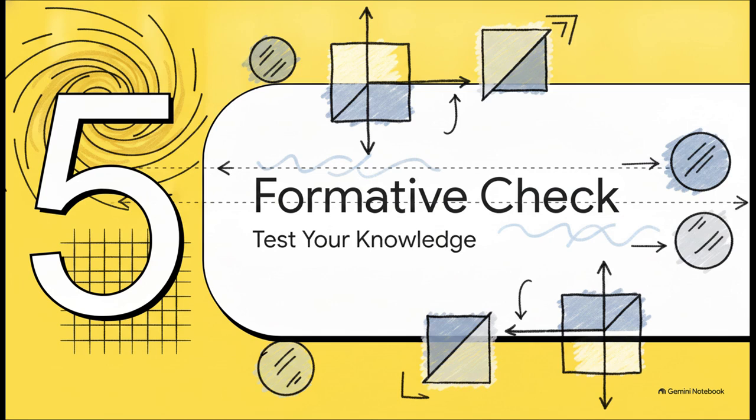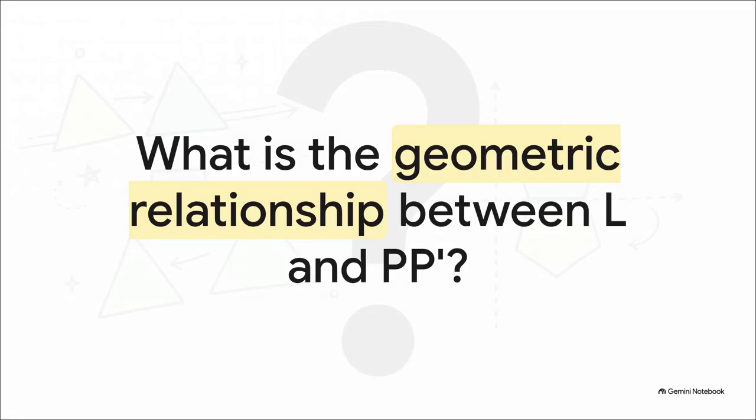Section 5. Formative check. Test your knowledge. Okay, let's put your geometric intuition to the test with a quick mental scenario based on the rules we just went over. Imagine a point P just floating in space. Now reflect it completely across a mirror line, which we'll call line L. That gives you your new image, P'. Now, I want you to imagine drawing a straight line segment connecting the original point P directly to the new image P'. Think back to folding that transparency paper across the mirror line. What exactly is the geometric relationship between the mirror line L and that new segment you just drew?